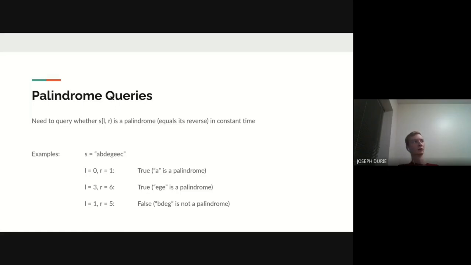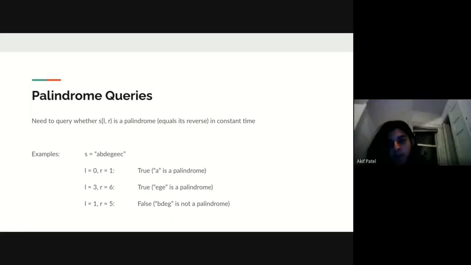And again, don't think about manipulating the hashes or anything like that. This is probably the problem where that would be the most tempting to do. But think about if there's another way. I think if you manipulate the string itself, that makes this work.